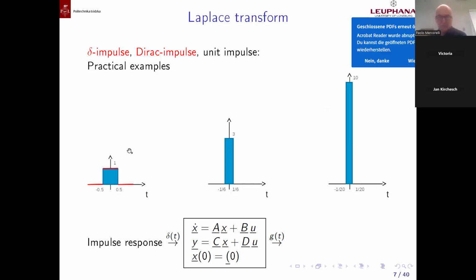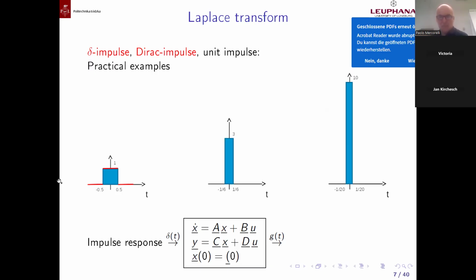Look at this. Three real impulses. This is an impulse. This is another impulse. This is another impulse. All these impulses are characterized by integral equal to 1. I don't know if you see that these 3 signals are 3 impulses.